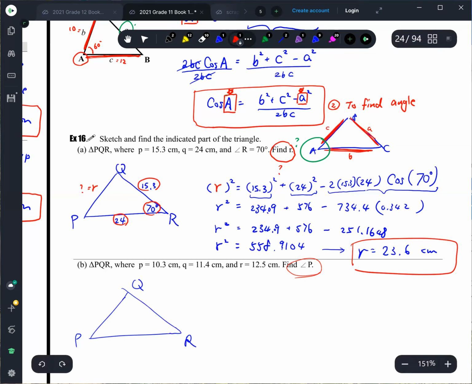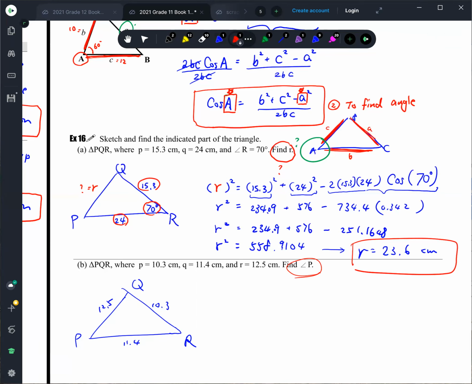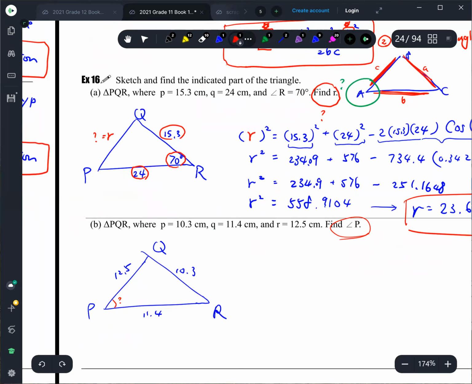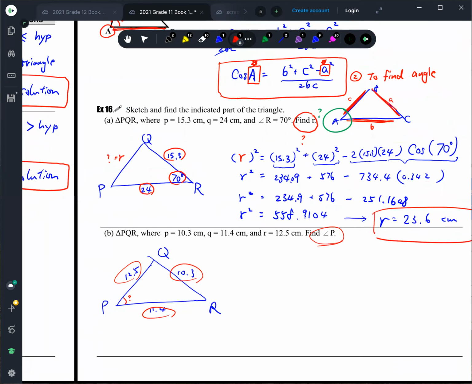All right, so let's fill in the numbers. Small p 15.3. Oops, that's from the last question. Small p is 10.3. Q is 11.4. 12.5 is the R. We're looking for angle P. Okay, they give you 12.5, 10.3, and 11.4. So which formula should we use here? Bernice, which formula do we use? Number 1 or number 2?